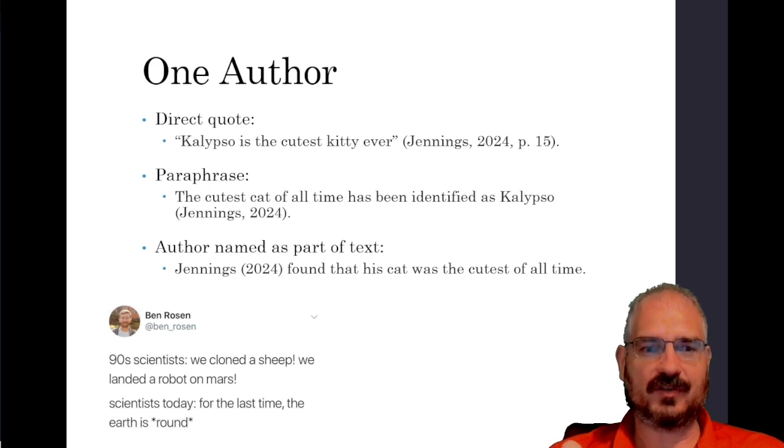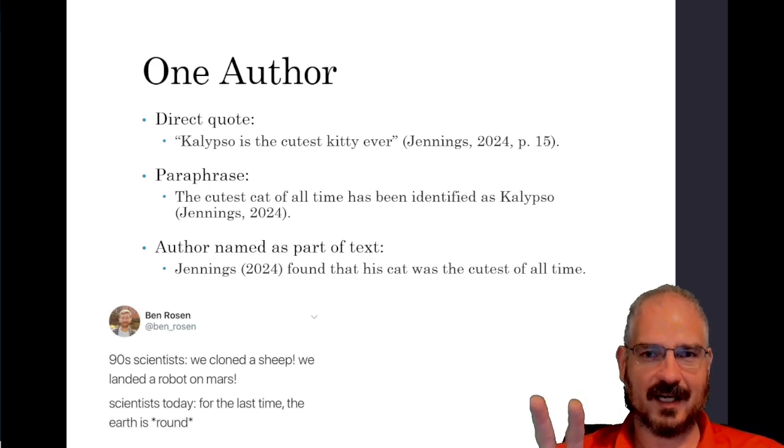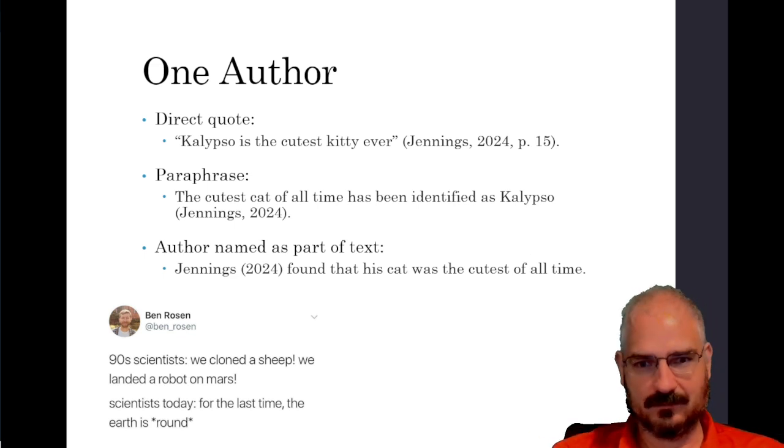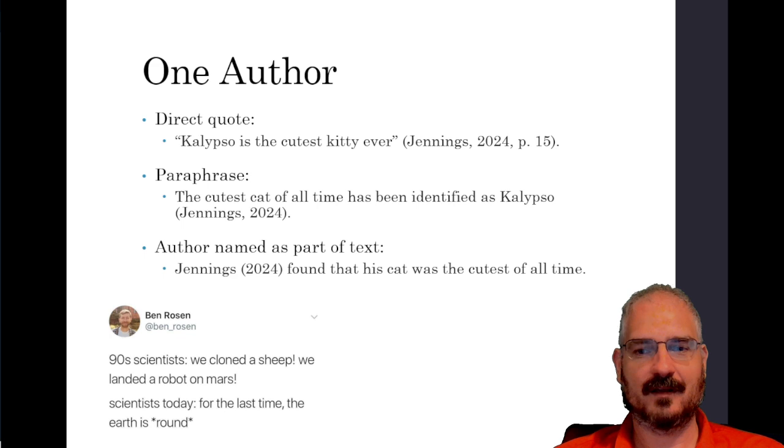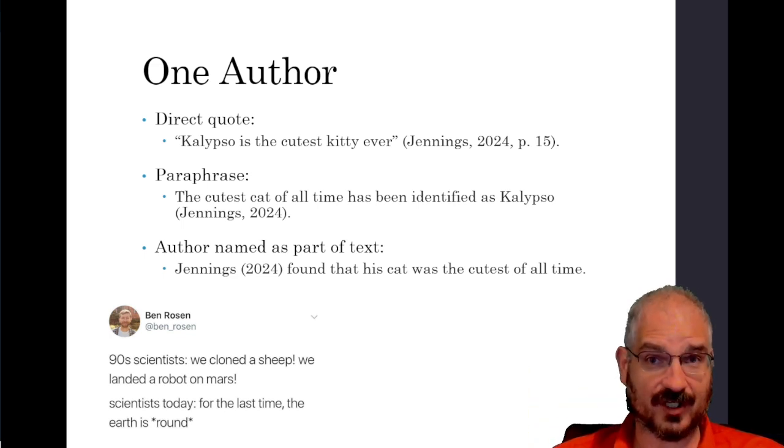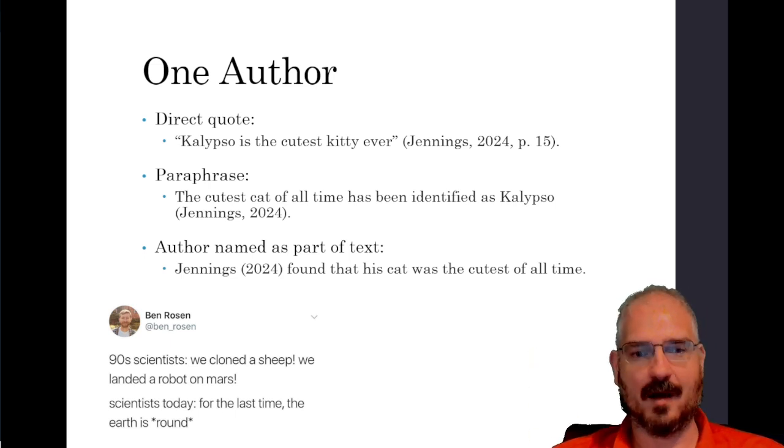So again, if you're going to use a direct quote, make sure you have the quotation marks and make sure you have the page number as part of the citation. If you're paraphrasing them, you paraphrase what they said, and then again, no punctuation until after the citation. Open parentheses, last name, comma, year, close parentheses, and then the punctuation, right? But because you're paraphrasing, you don't need a page number.